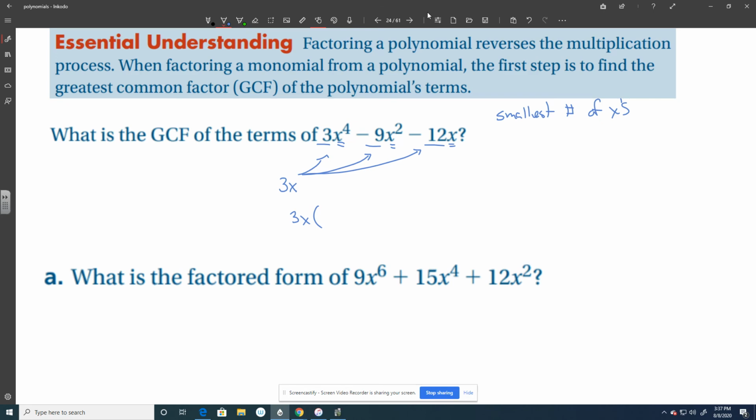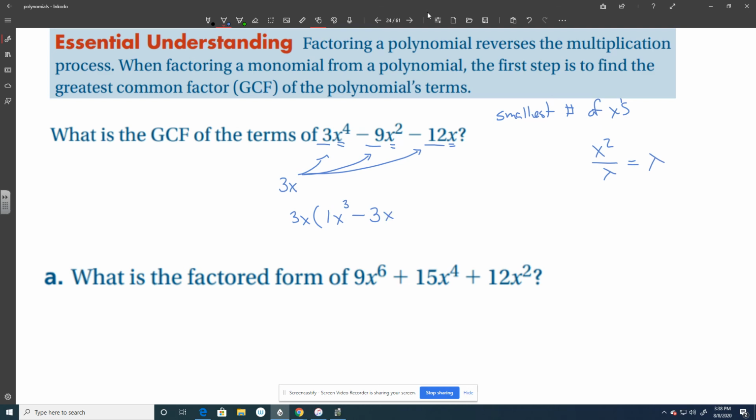So when I pull 3 out of 3, I'm left with 1. When I pull x out of x to the fourth, I'm left with x to the third. I'm dividing out one of those x's. Now let's look at the -9x squared. My negative is going to stay. When I divide a 3 out of 9, I'm left with a 3. And when I take x squared and I divide out an x, when I do x squared divided by x, I'm left over with just x.